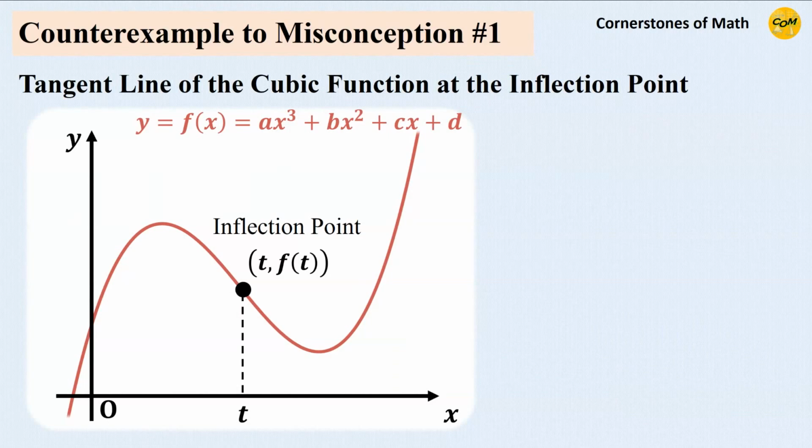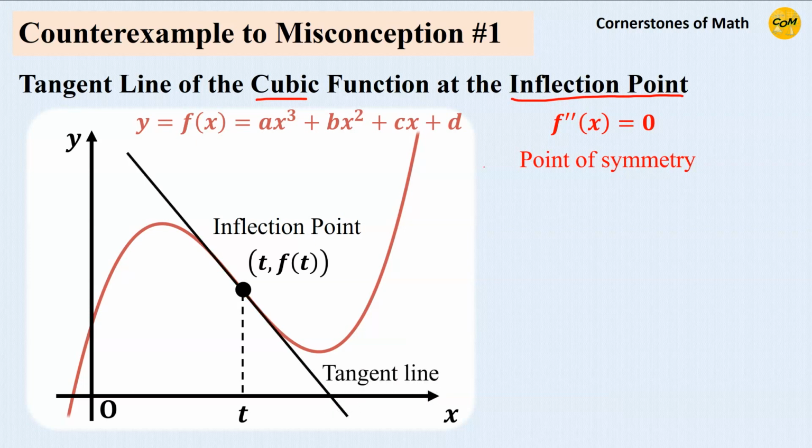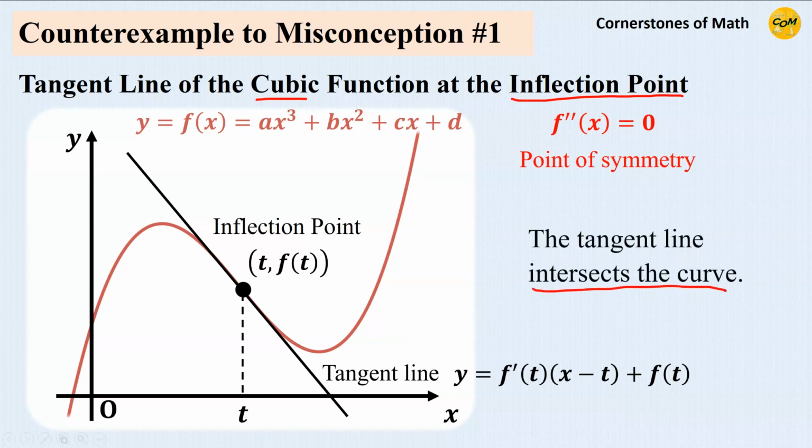And this is a good time to take a look at the counterexample of the first misconception on tangent lines, that the tangent line cannot intersect a curve. A good counterexample of this is the tangent line of the cubic function at the inflection point, where the second derivative becomes 0, which is also the point of symmetry of the cubic function. Using whatever cubic function, you will be able to obtain this tangent line at the inflection point, which can be easily calculated by this formula. And as you can see, despite clearly being the tangent line that can be obtained by the limit of the secant line, this line intersects the curve at the inflection point, the point of tangency. So there goes our first misconception.